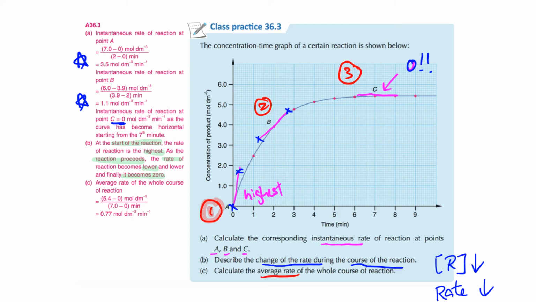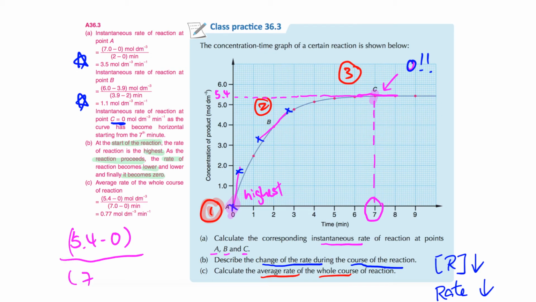So for the average rate of the whole course, we're going to pick 2 points. The average rate must start at time equals 0, this point, and also the end of the reaction. You just point out the total time should be 7. The total product formed roughly will be 5.4. So 5.4 minus 0 over 7 minus 0. This will be the average rate. Pay attention to the units that you have used. It should be mole per dm cubed per minute this time.